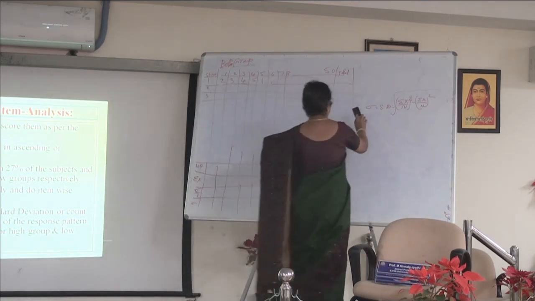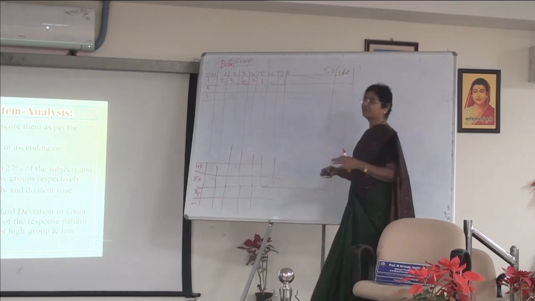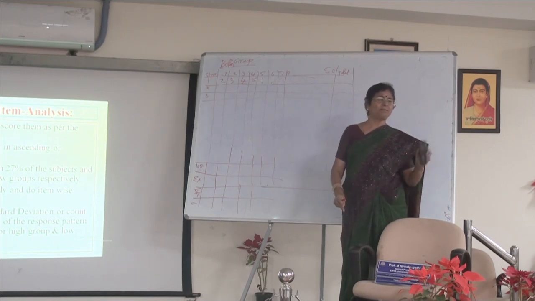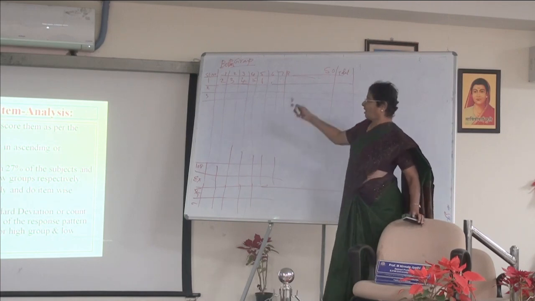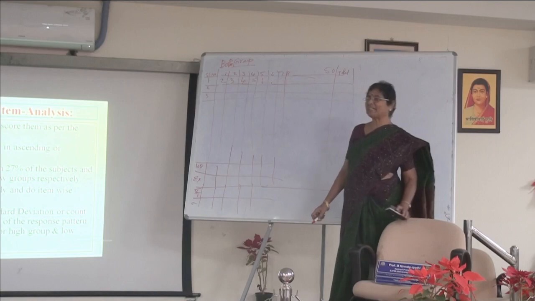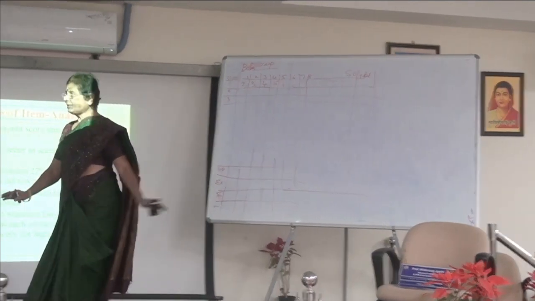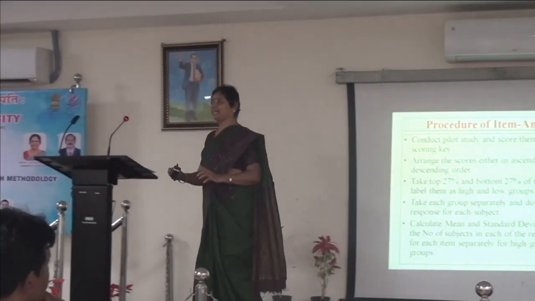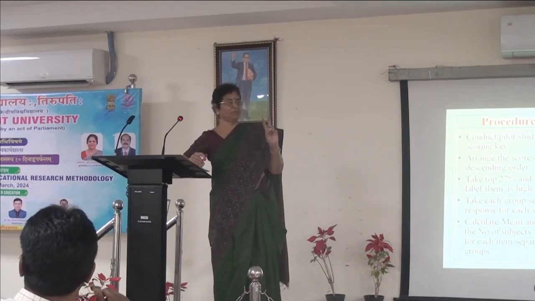Now, similarly, how many means do you have with you? My question, listen to my question. How many means are with you? You have calculated: one is for the bottom, one for the top. For each item you have two means.